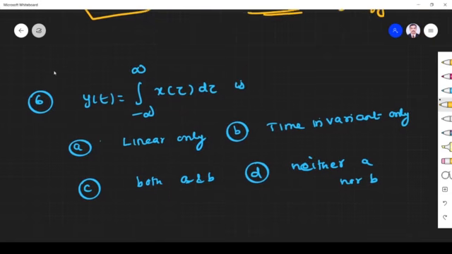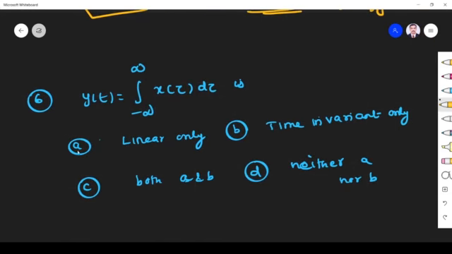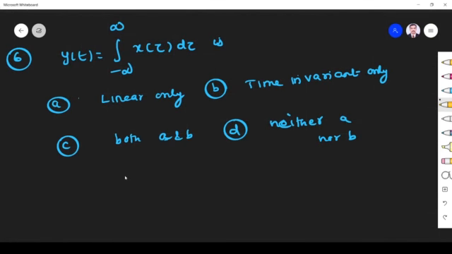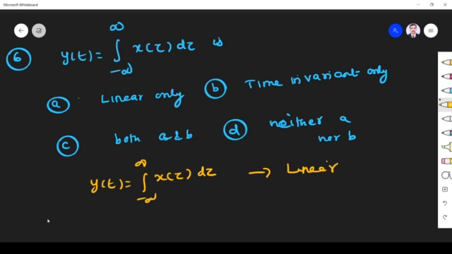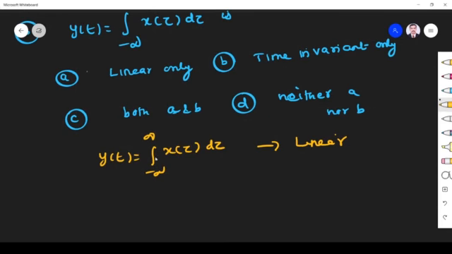Okay. Next question is y of t is equal to integral from minus infinity to plus infinity of x of tau d tau. Whether it is linear, time invariant, both or neither. So first we will see linearity. So what is the question they have given? Y of t is integral minus infinity to t of x of tau d tau, right? So any integration is always linear. So linear is okay. Directly you can write. Or you can prove by using the superposition theorem, but no need, because it is a competitive exam. Let us check time invariant.